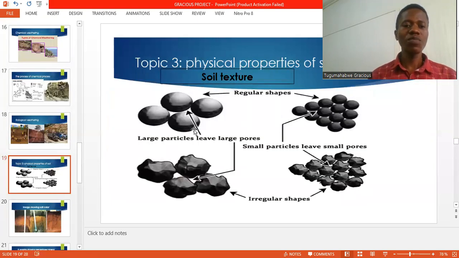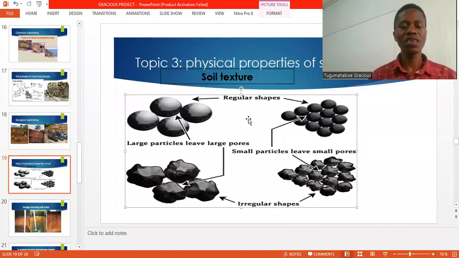This is a third topic. It is about physical properties of soil. This is a mind map showing the different properties of soil, and it is showing the soil texture. So I bring this to explain how different soil textures look like. This is a smooth one, this is somehow smooth, and this is rough.